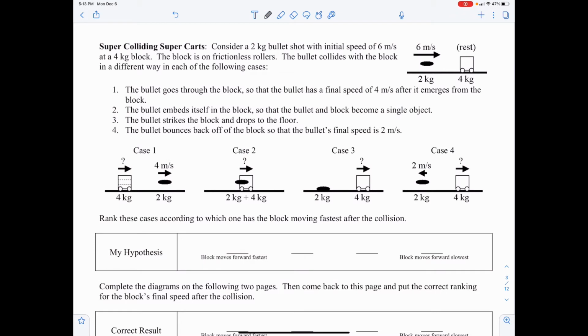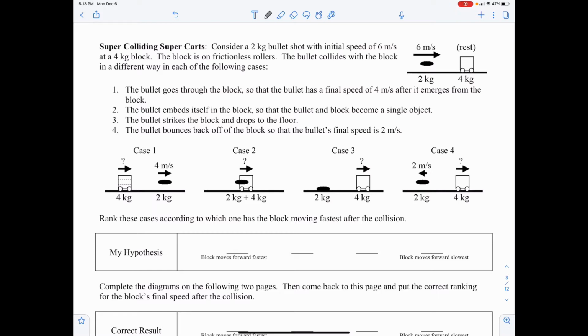In this next example, we're going to look at 4 cases in which a bullet can be shot into a block and either pass through the block or become embedded in the block, or rebound off the block, I guess we could say. But we have 4 different cases and 4 different situations we're going to look at. Let's read the question together.